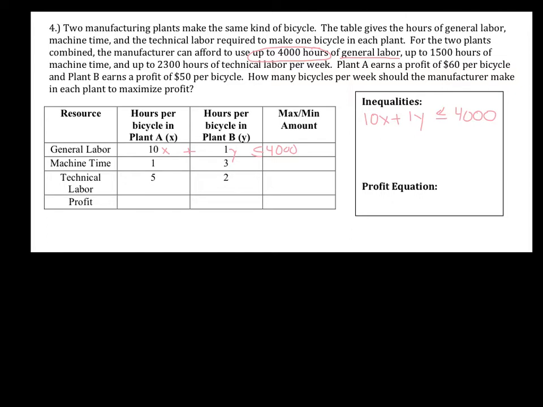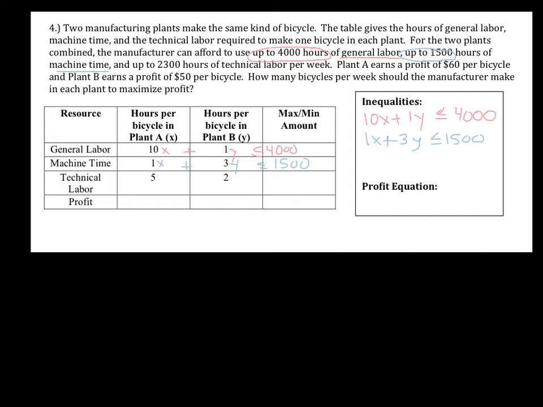Then for machine time, 1 hour for every bike produced in Plant A, plus 3 hours for every bike produced in Plant B, and they're telling us up to 1,500 hours of machine time. So we have to be less than or equal to 1,500. So our second inequality, 1x plus 3y, has to be less than or equal to 1,500.